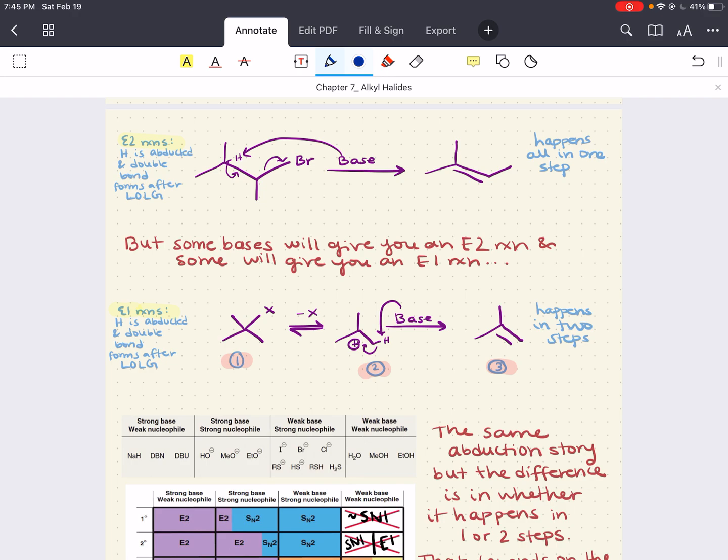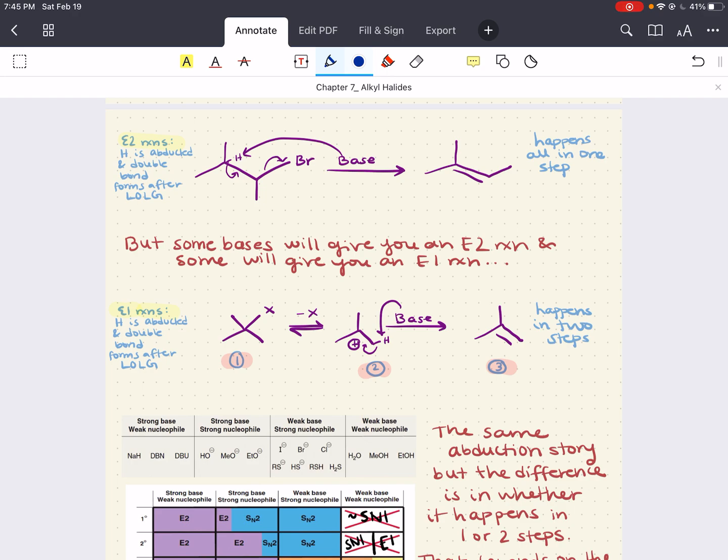Now, like SN1, the rate determining step is the first step, which is the loss of the leaving group, because that step has the highest energy state. The rate determining step is said to be unimolecular because it only involves one chemical entity, and the rate equation is only dependent on the concentration of our substrate. So it's a first order reaction.